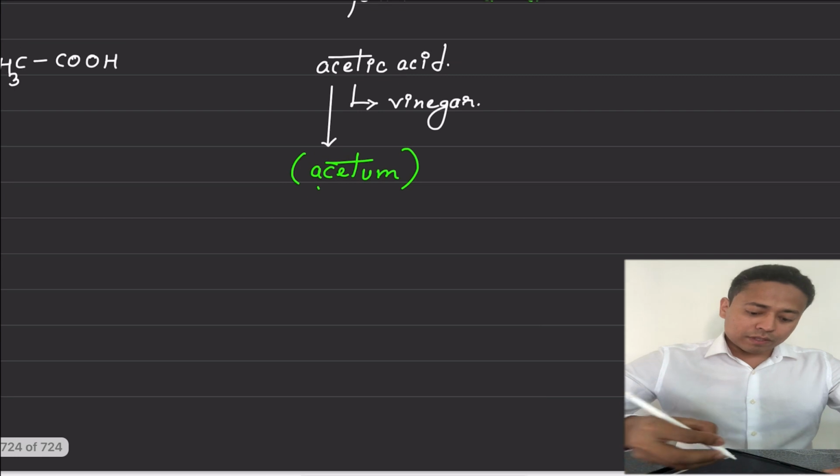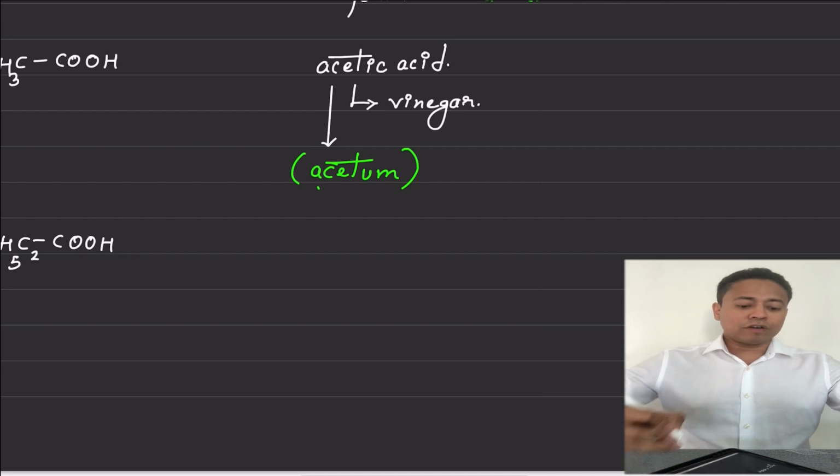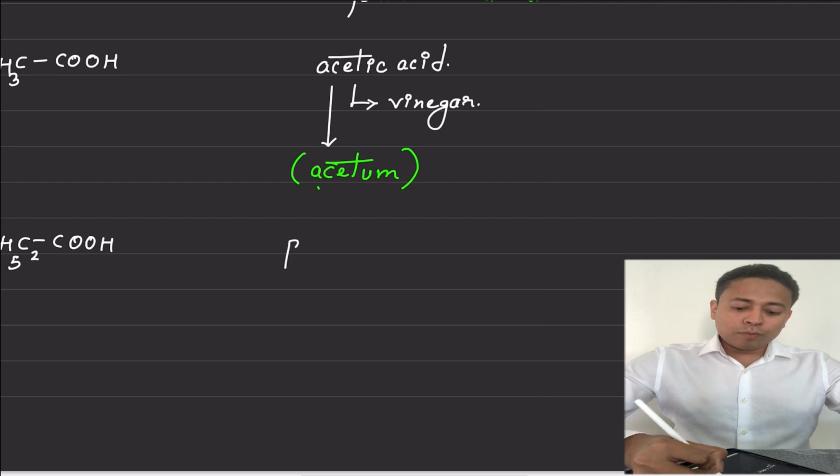Going forward with the next compound, which is C2H5COOH. I'm increasing the number of carbons again here, so I've made that now into a 3 carbon atom compound. The name of this compound here is propionic acid.